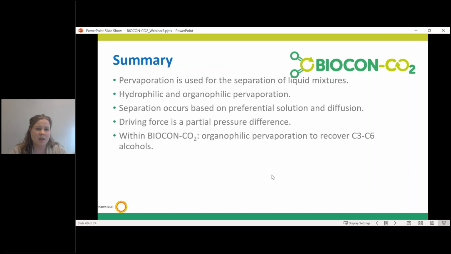So to summarize, pervaporation is used for the separation of liquid mixtures. Using hydrophilic pervaporation, water will selectively permeate the membrane, and in organophilic pervaporation, it is the organic material permeating the membrane. The separation in pervaporation is based on preferential solution and diffusion, and the driving force is a partial pressure difference across the membrane. Within the BIOCON-CO2 project, organophilic pervaporation was used to recover C3 to C6 alcohols from the Clostridium ljungdahlii bacterium.